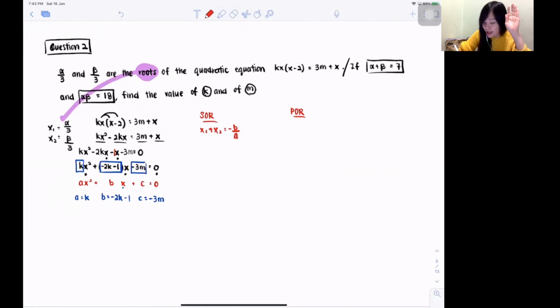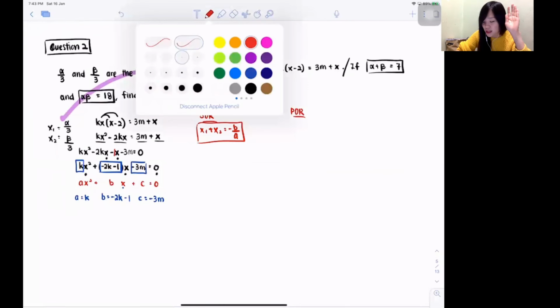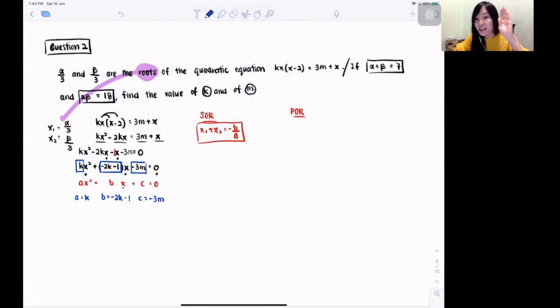Sum of roots: x1 plus x2 equals negative b over a. All I need to do is sub, yeah? So x1, x2 is here. Alpha over 3 plus beta over 3 is equivalent to negative b over a. This is your b, this is your a. Yeah? So for b, please don't make the mistake of not putting a bracket. Outside got negative, inside got negative. You already learned it since form 1. You must put a bracket. And then over my a is k.